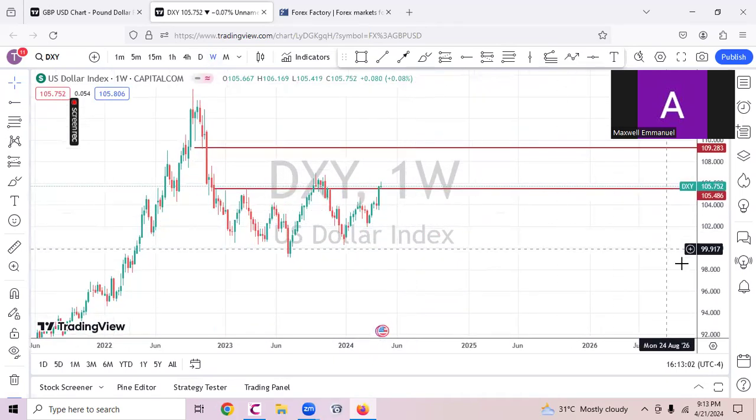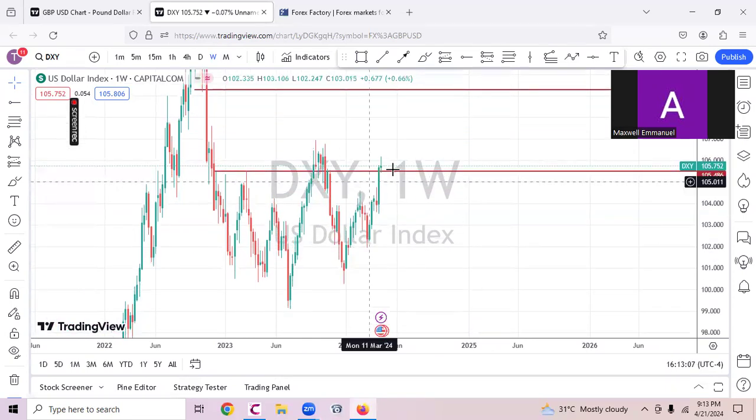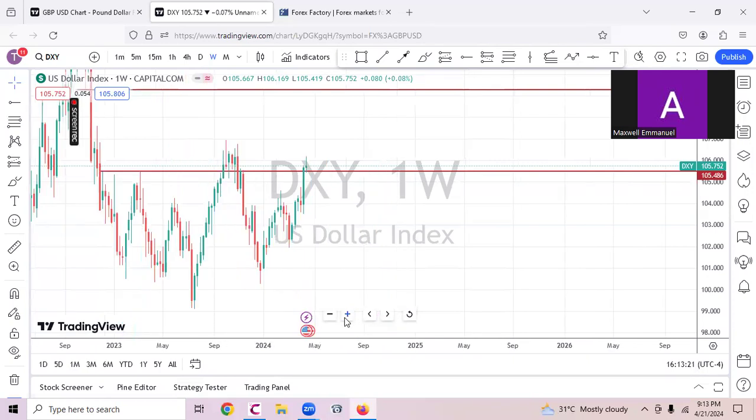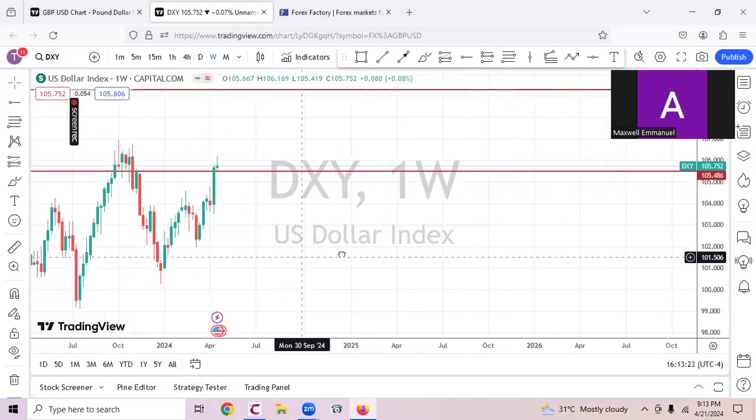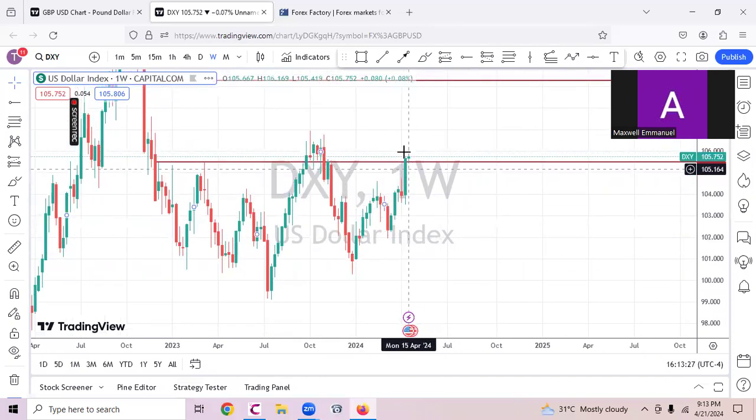You could see last week closed as a shooting star. Can you see that? It closed as a shooting star, which indicates change in trend from bullish to bearish. But the body of this shooting star is bullish. So we cannot conclude that the trend has changed from bullish to bearish because the body of this shooting star, or some will call it spinning top, is bullish.